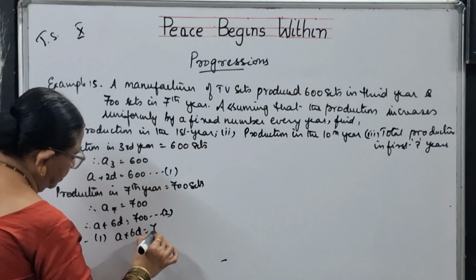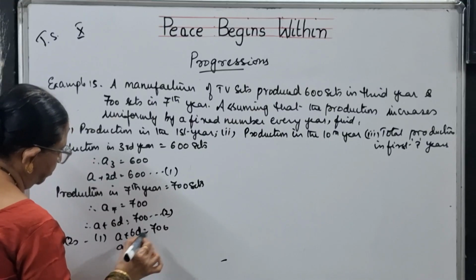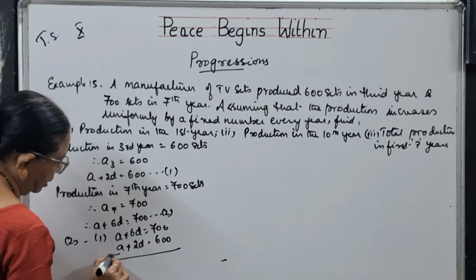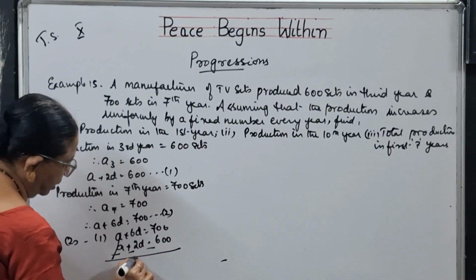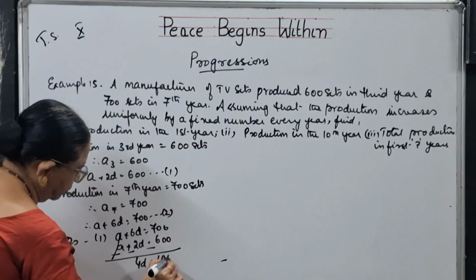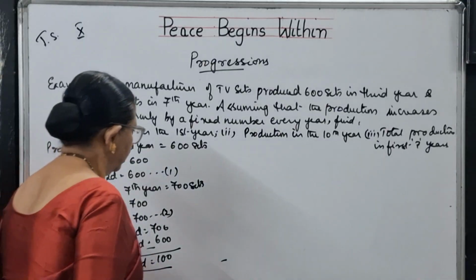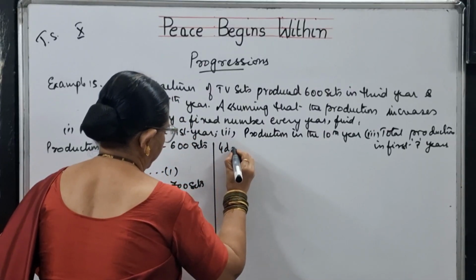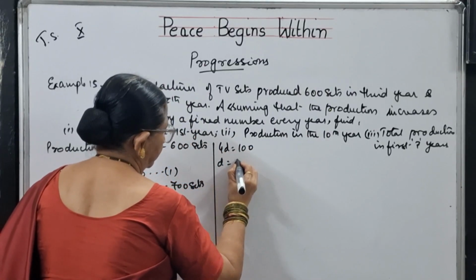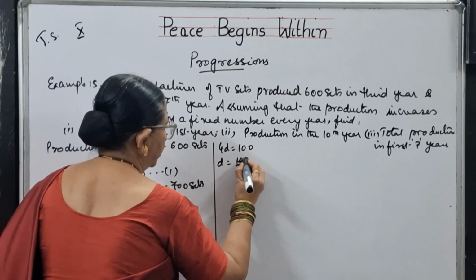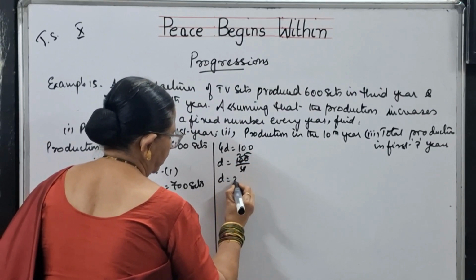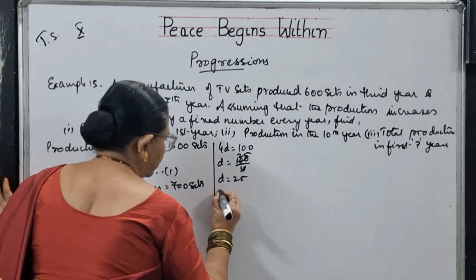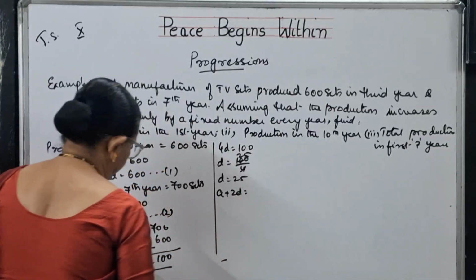a plus 6d is 700. a plus 2d is 600. So when you subtract, these two will get cancelled. 4d is equal to 100. So when 4d is equal to 100, d is equal to 100 by 4. 4 twos are 8, 4 fives are 20, so d is 25, we got. Now a plus 2d is equal to 600.